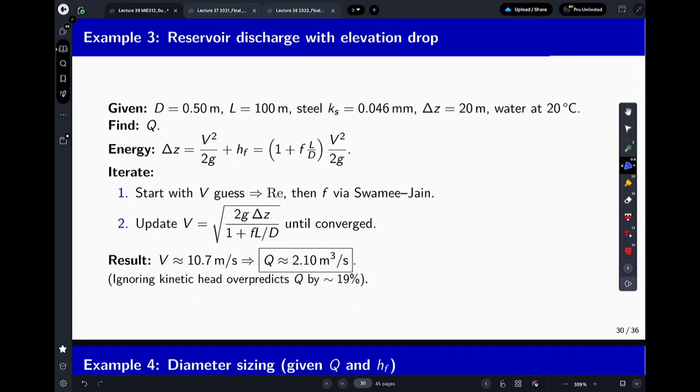Next, you've got reservoir discharge with an elevation drop, given a whole bunch of terms. You have the energy equation. You start with a guess. You calculate f from Swamee-Jain, update it until it's converged, and the result for this particular configuration is going to be 2.1 cubic meters per second.